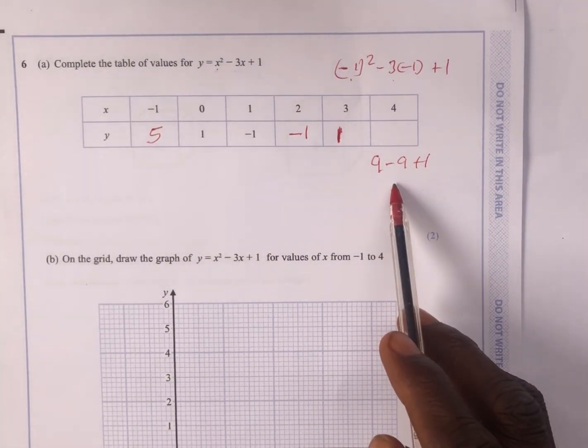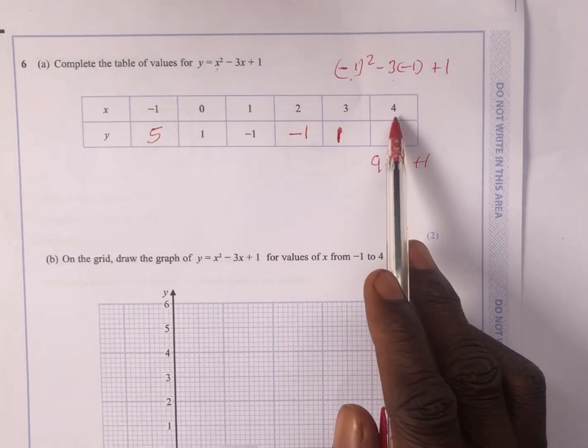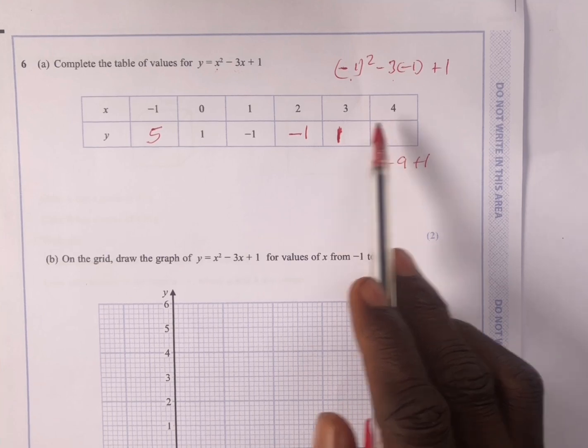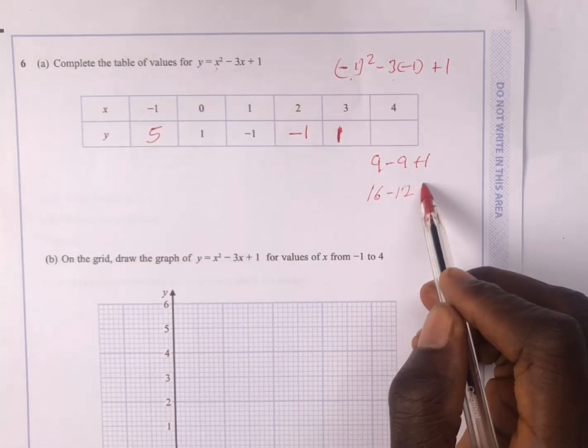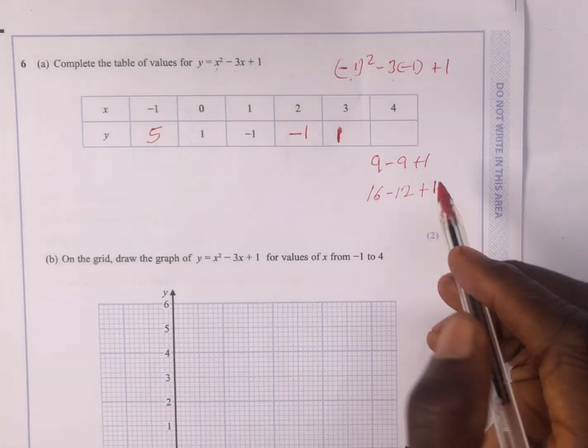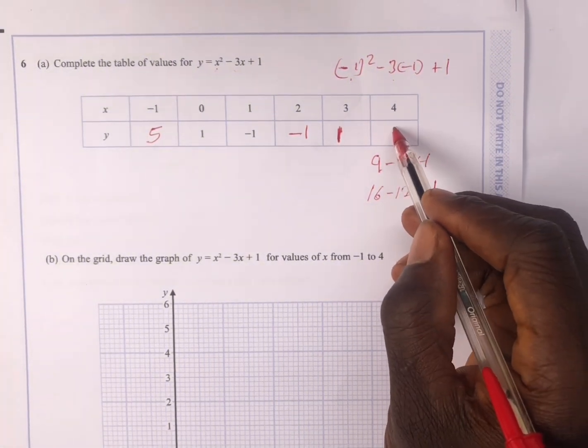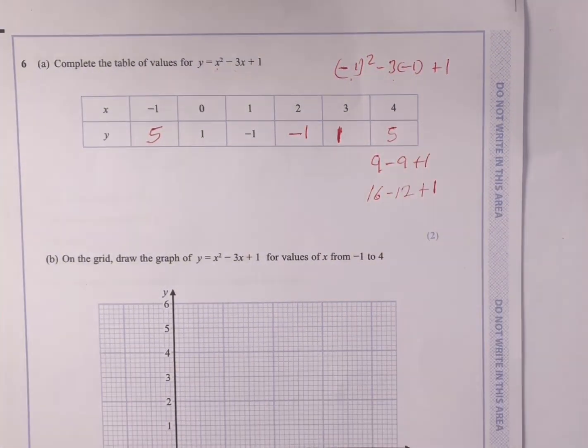If we put in 4, that will be 16 minus 12 plus 1. That will give us 5, right? Is it 5? Yes, that is it.